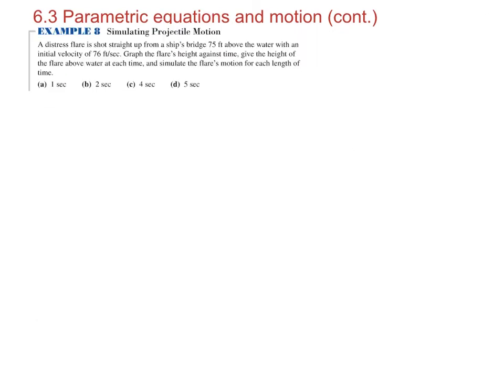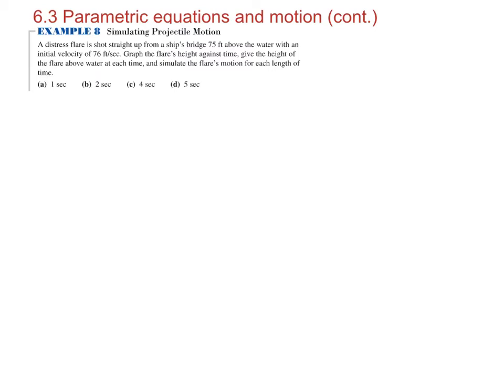Okay, so here we've got an example talking about simulating projectile motion. Now this is a little bit different than projectile motion problems you've done in the past. Here we're given the situation: a distress flare shot straight up from a ship's bridge 75 feet above the water with an initial velocity of 76 feet per second. Graph the flare's height against time. And that is something that typically we think of projectile motion problems as parabolic in nature. And here we'll see this comes out slightly different as parametric.